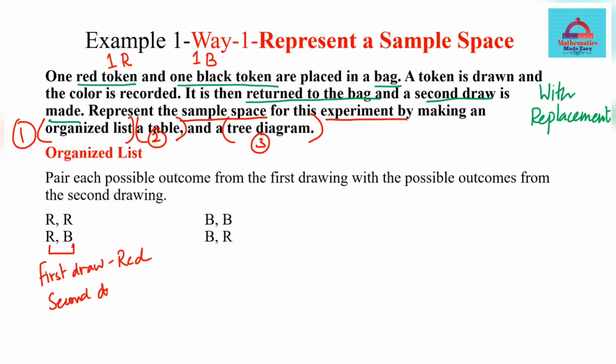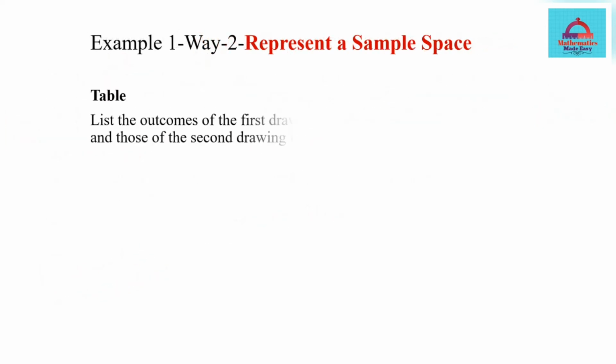Second draw, you get black. And this next one, both black, quite easy to understand, and then black followed by red. So these are 4 possible outcomes which we have written or listed in an organized list. The second way of writing the same sample space is in the form of a table.